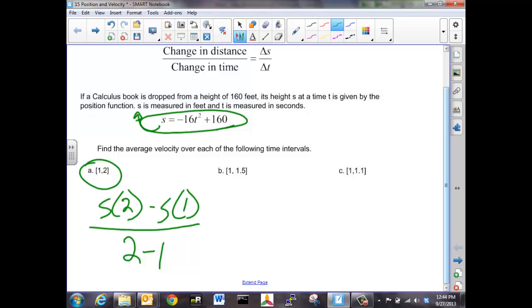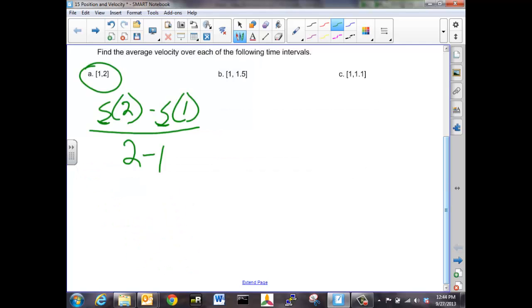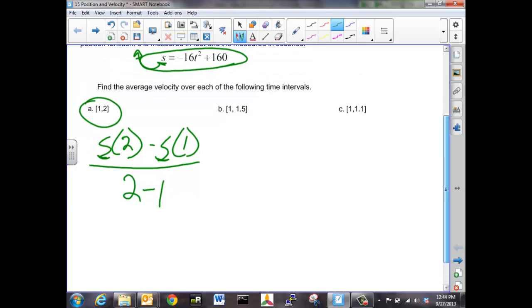That is S at 2. Our position function is denoted by the letter S. So S of 2 minus S of 1. How do I find S of 2? Plug in and chug out, okay? So find from 1 to 2 the average velocity. And the function again is negative 16t squared plus 160.